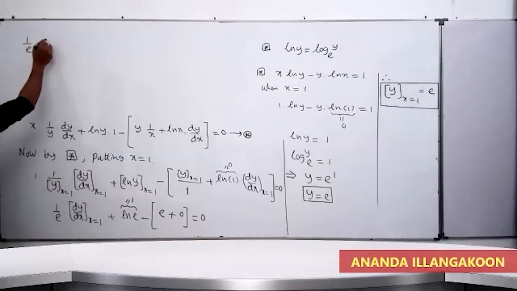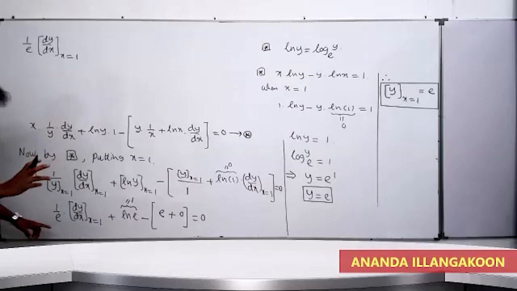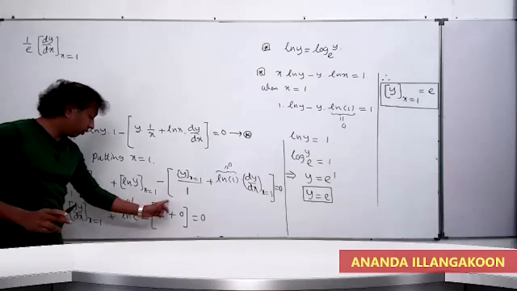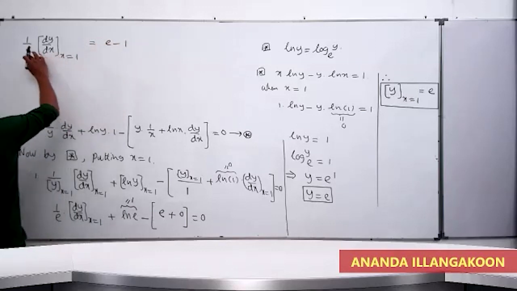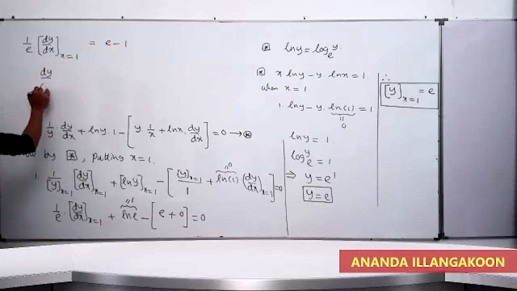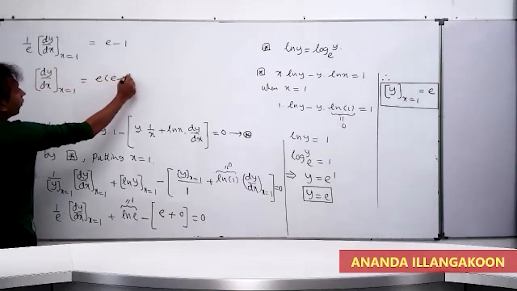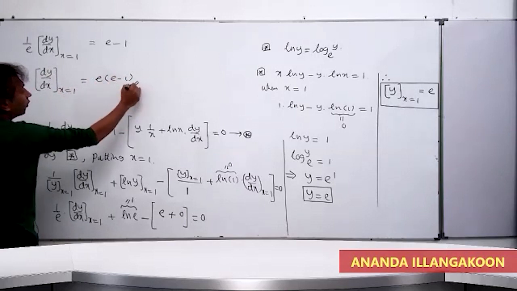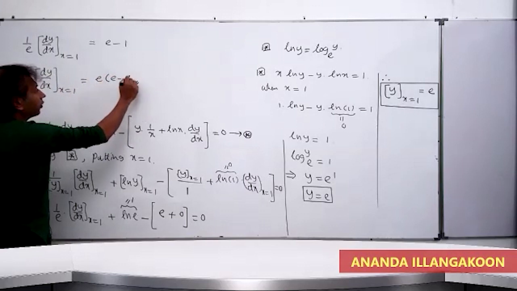1 upon e dy by dx at x equals 1. Here we have 1 minus e. When you bring that to the right hand side, we get e minus 1. Subject this: e times e minus 1. This way we get that answer.